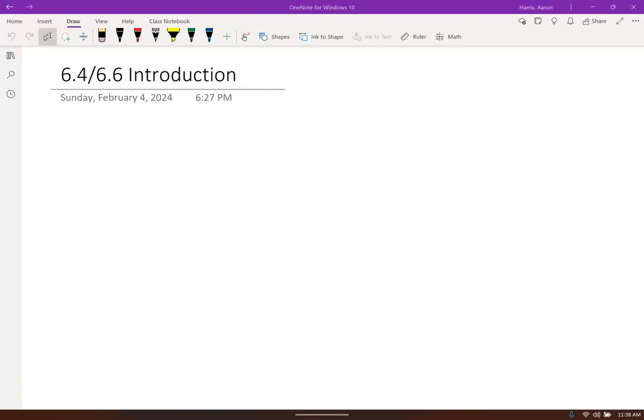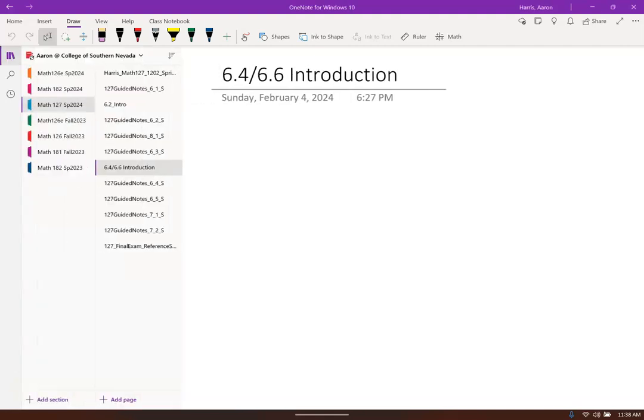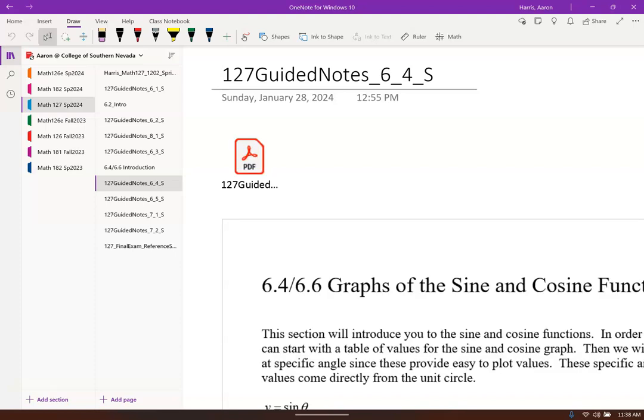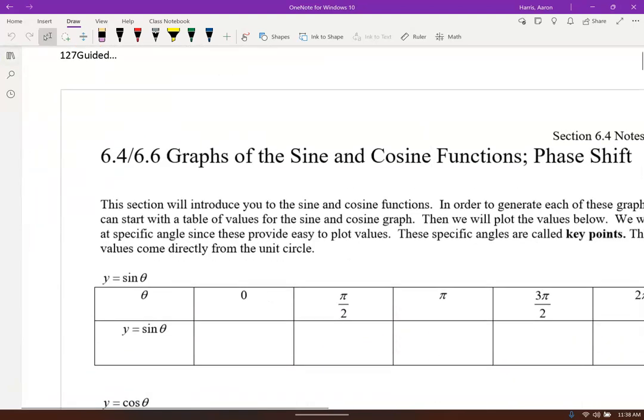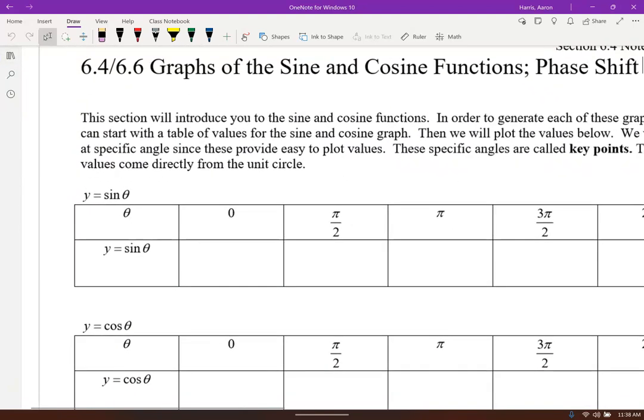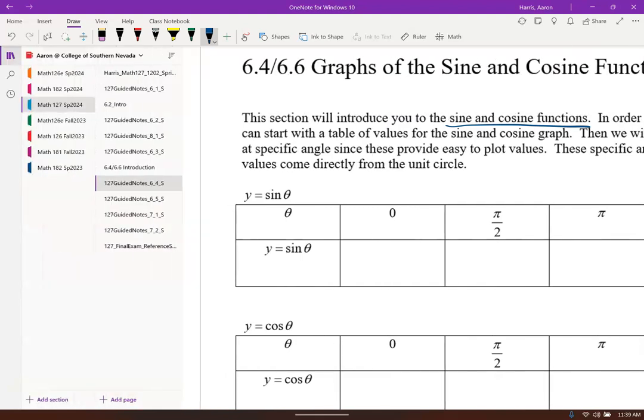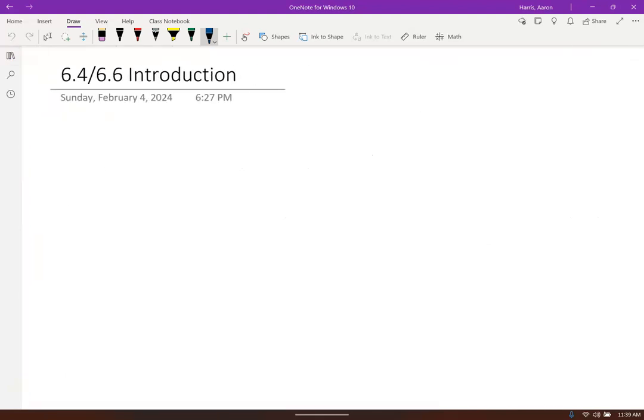So today we're going to get into graphs of the sine and the cosine function, phase shift. Here's the official look at that. It'll introduce you to the visual look of the sine and the cosine functions. And what we'll do is we'll get key points. I like to do this with a blank slate initially here. And so let's look at what the sine looks like.